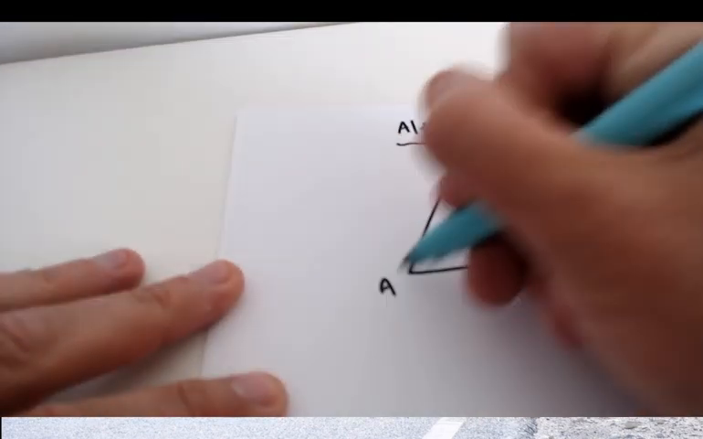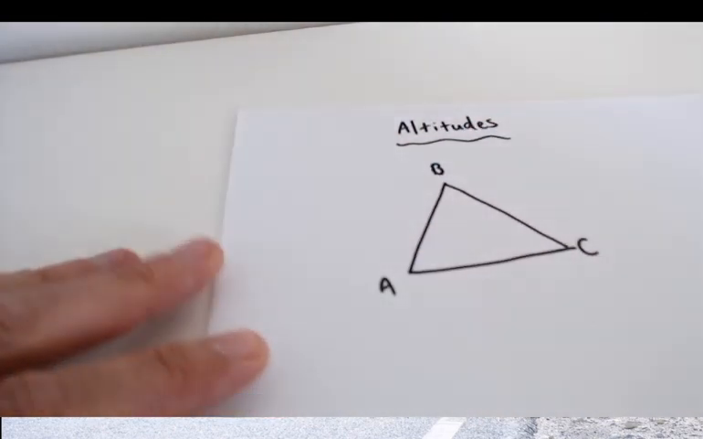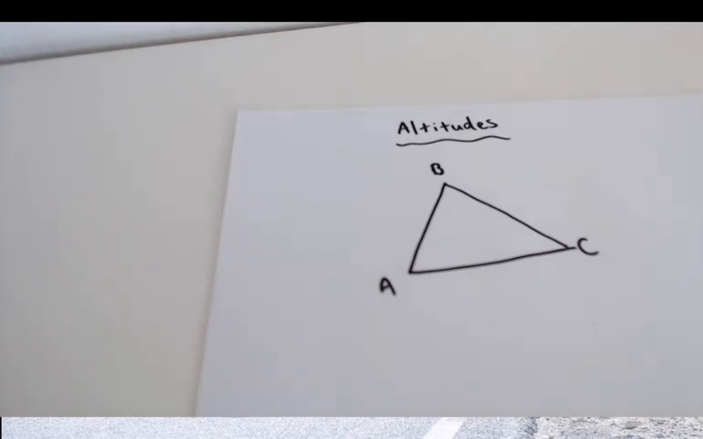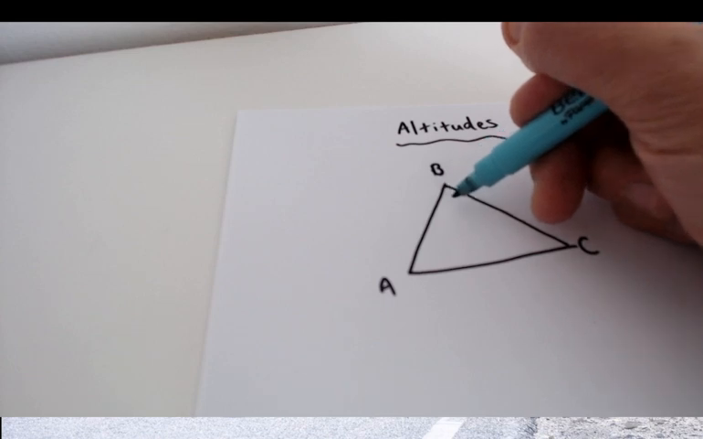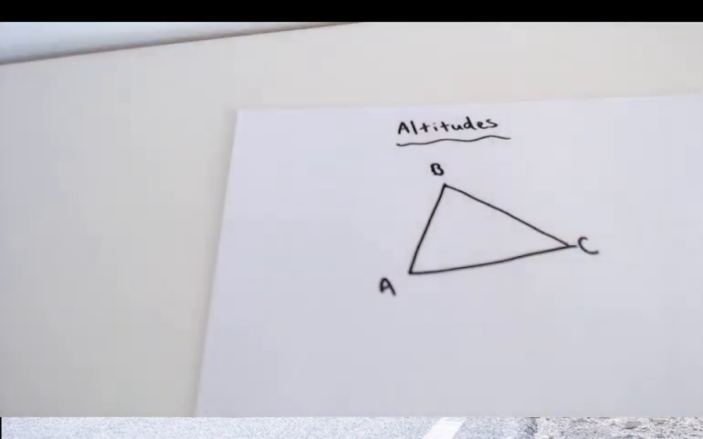Now, a triangle has 3 corners, 3 vertices. It also has 3 altitudes. To draw an altitude, you start at one of the corners and you draw a straight line to the other side. But you've got to make a right angle when it hits the other side.